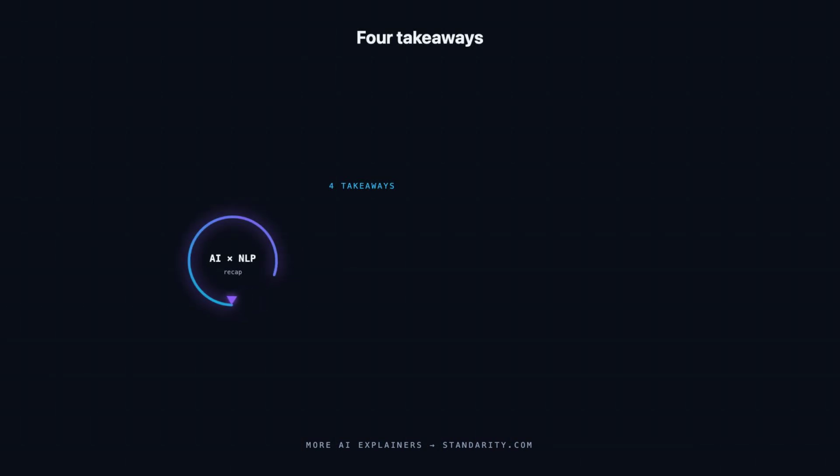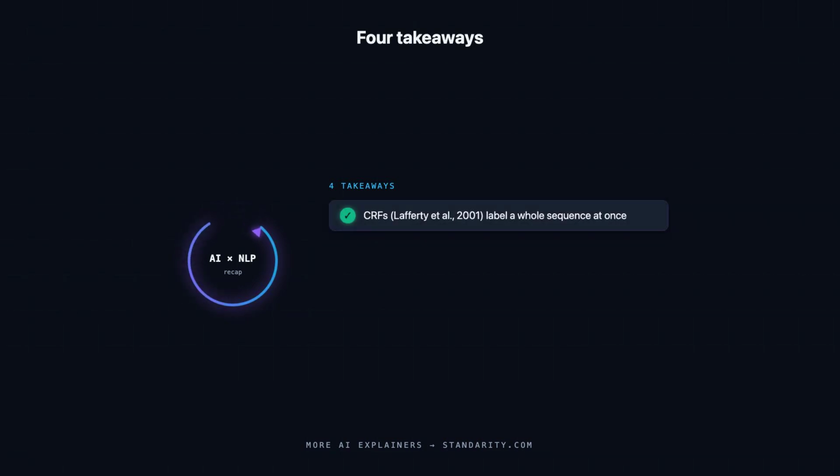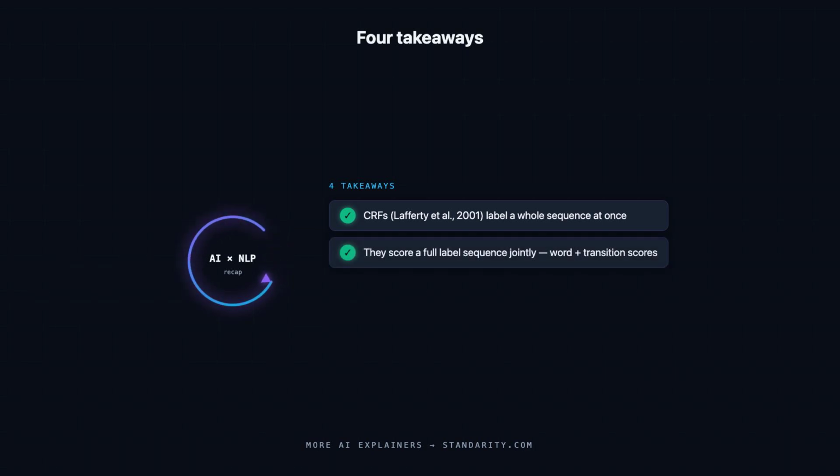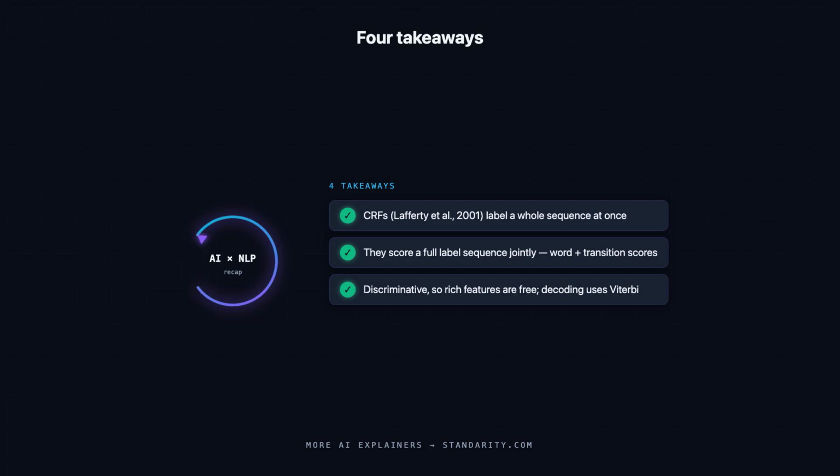Alright, let's lock in the four things worth remembering. Conditional random fields, introduced by Lafferty and colleagues in 2001, predict a label for every element of a sequence while considering the whole sequence at once. Rather than classifying each word alone, a CRF scores an entire label sequence jointly, combining word features with transition scores between neighboring labels. Being discriminative, it directly models labels given the observations so it can freely use rich, overlapping features, and decoding the best sequence uses Viterbi.